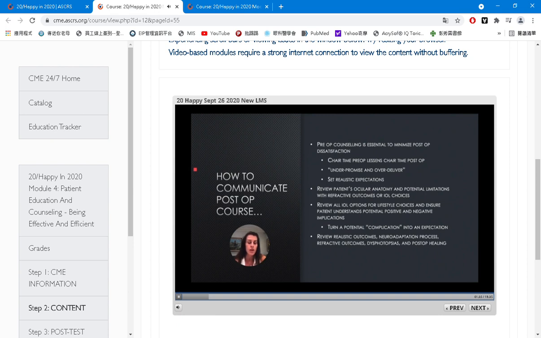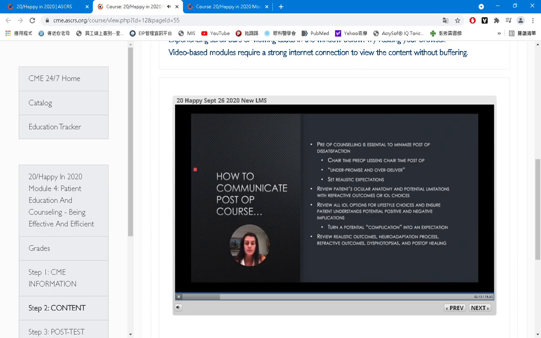This way you turn a potential complication into an expectation, and then patients come to realize this is something you had discussed with them previously and are more willing to accept it post-operatively and less likely to be unhappy. So you need to review realistic outcomes with the patient. They may still need glasses. They may have some compromise of their vision at different distances to get a range of vision. There may be a neuroadaptation process, so it may take them up to 6 months, and you need to let them know that before everything gets to where they need it to be. Usually it occurs within 3, but it could be as long as 6 months.